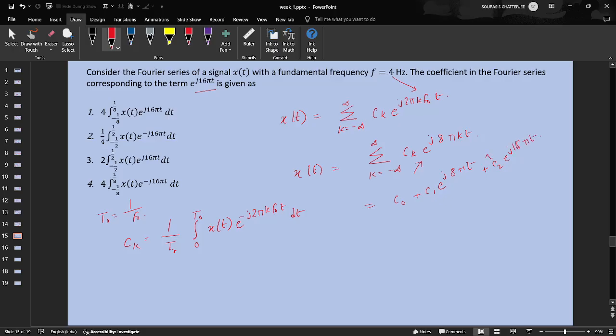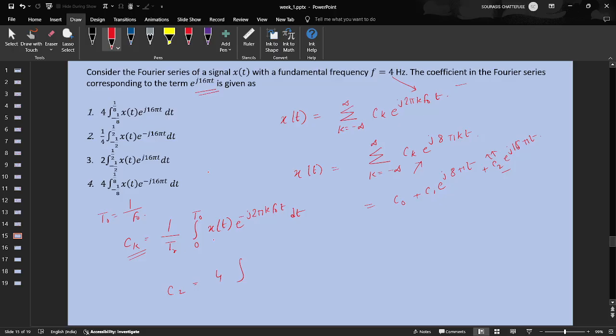So C2 is what we are looking for, because the question asks for the coefficient corresponding to e to the power j 16 pi t. So we have to find C2 here. We can just plug in the values. C2 is therefore 1 over T0. If the fundamental frequency f0 is 4, your T0 is going to be 1 by 4. So here we are going to obtain 4.